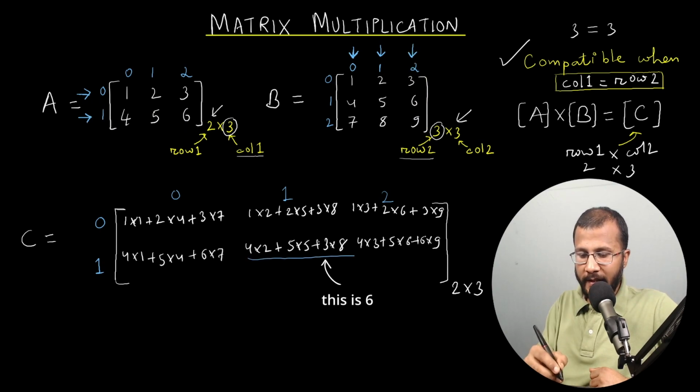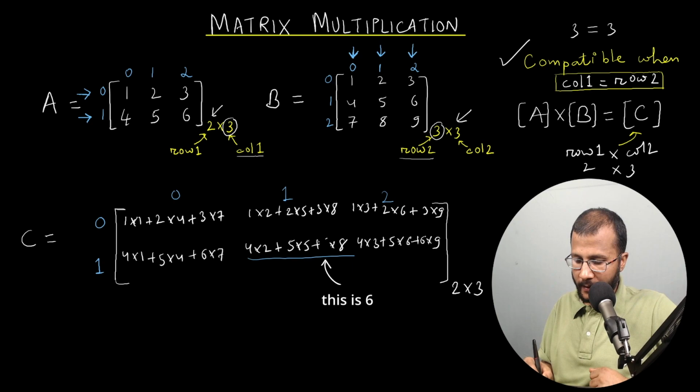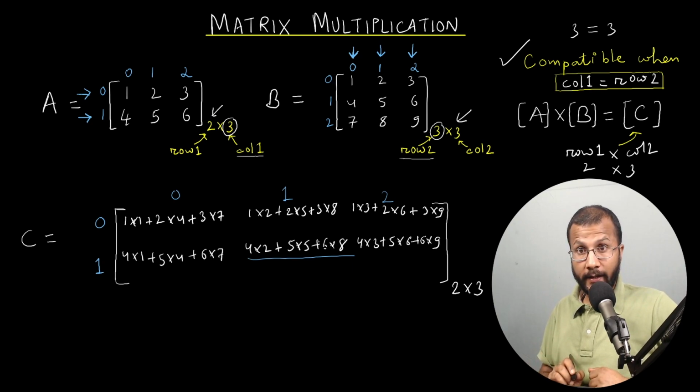Here we have done a little mistake. Here instead of this 3 it should be actually 6 times 8. Okay, so this is 6 times 8. Okay, so this is the correction that we are making here. Now if you multiply this, we'll get the answer.